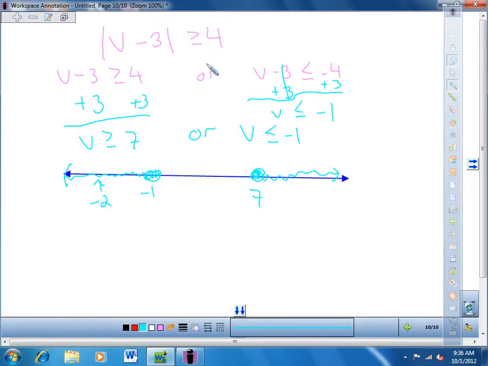Yeah. Okay. So with the absolute value inequalities, you leave it alone on one side, and then on the other side you write 4, and then you flip it and you make it negative.